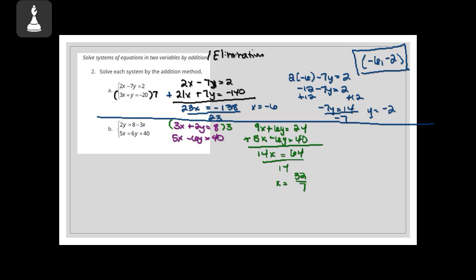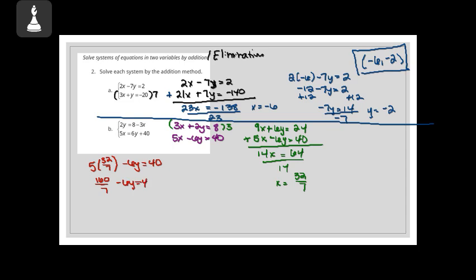All right, so I'm going to use this bottom equation. It really doesn't matter. 5x, so 5 times 32 over 7 minus 6y equals 40. All right, so 5 times 32, that's 160 over 7 minus 6y equals 40. So I'm going to subtract the 160 over 7.